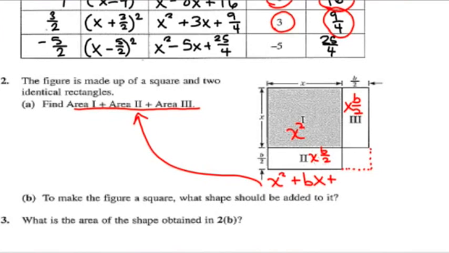Now if I want to make that figure a square, what do I need to add in order to make that part a square? Well, sure, you could say c, but it's going to be b squared. If we look at things mathematically, it's going to be, or sorry, b over 2, not b squared, b over 2 squared.